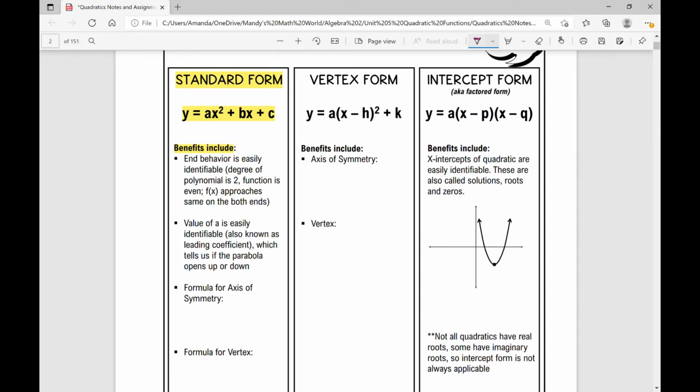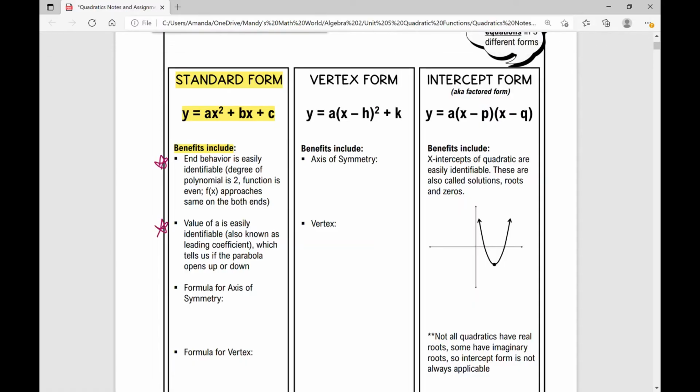The other benefit is that the value of a is easily identifiable. It's also known as your leading coefficient. That tells us if the parabola opens up or down. So right here, your a value tells me: does it open up? Does it open down? Do I have a minimum or do I have a maximum?